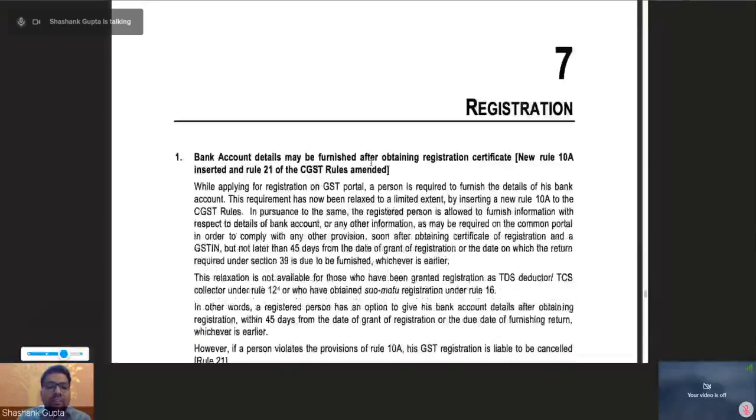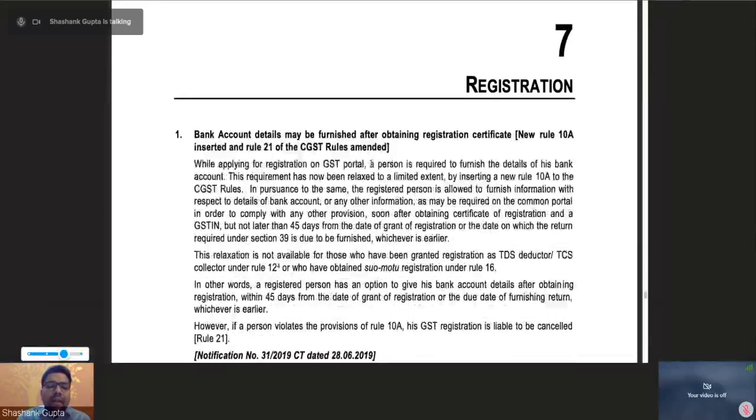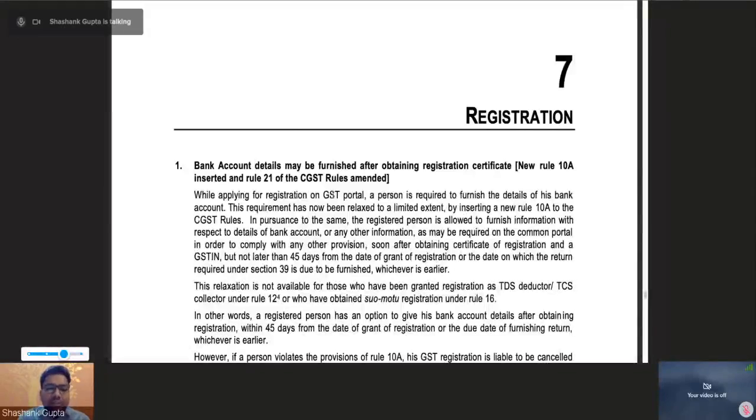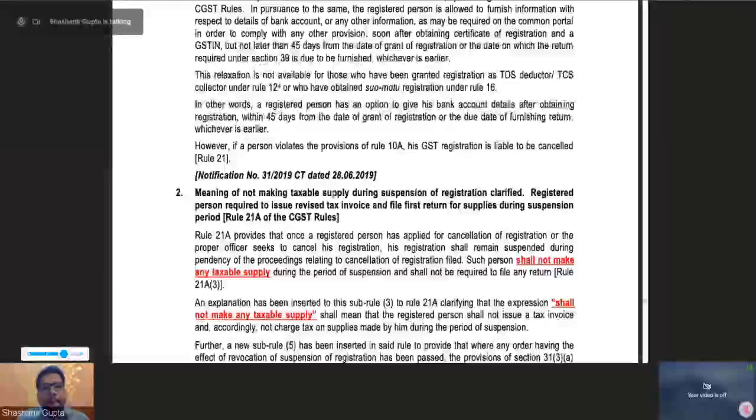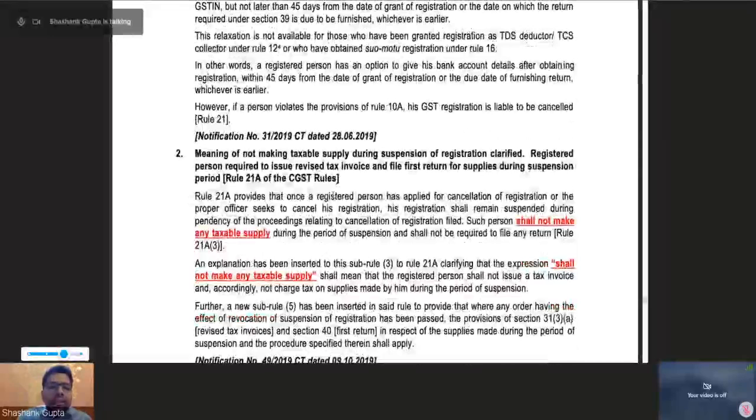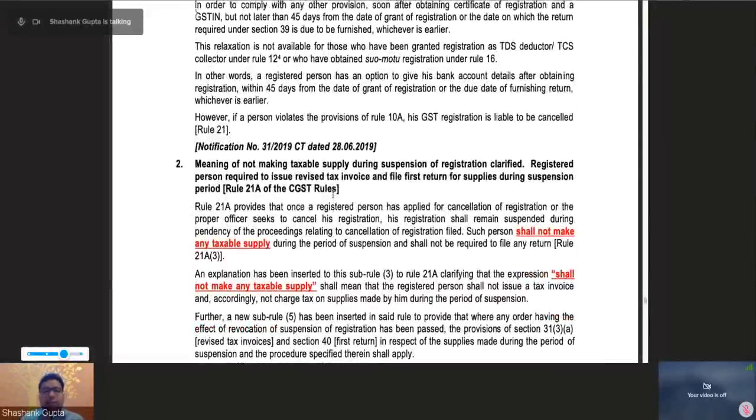With respect to registration, bank details can now be submitted post-registration. This we have discussed. Okay. Second is an important thing to understand. So we had discussed something as suspension of registration. What is suspension of registration? The period between applying for cancellation and approval of cancellation, right?